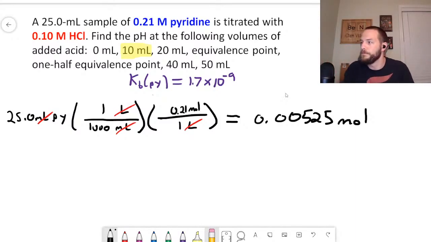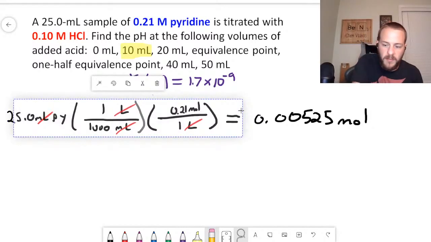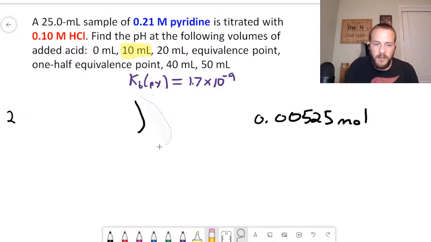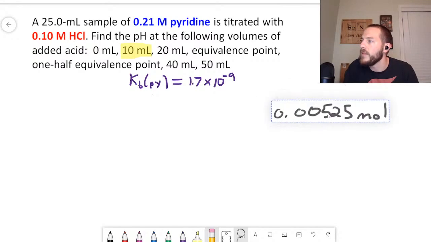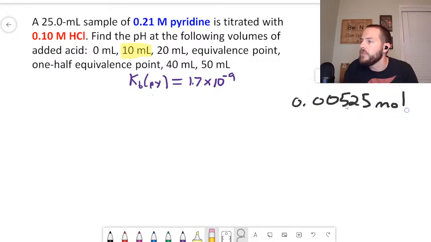All right. So 0.00525 moles. That's how much pyridine we have. So what I'm going to do is erase all the stuff that led up to that. Just table that. I'm going to drag this one off to the side here, as much out of the way as I can. I should really put pyridine on there. 0.00525 moles of what? Pyridine. PY.